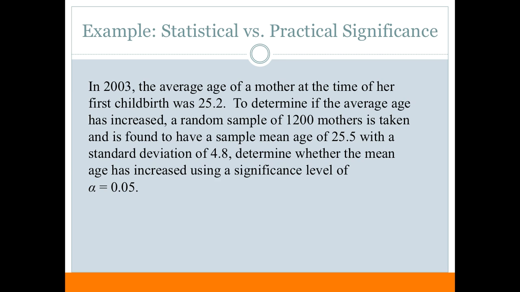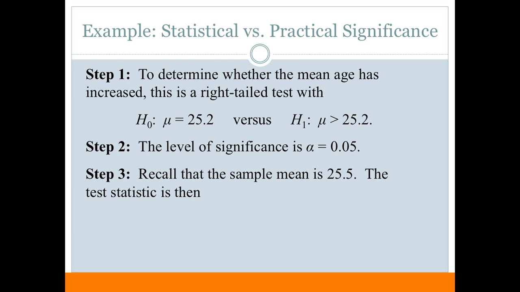So we take a random sample of 1,200 mothers, which is a pretty large sample, and it's found to have a sample mean of 25.5 years with a standard deviation of 4.8 years. And we want to determine whether this has increased. So our null hypothesis is going to be that mu equals 25.2, and our alternative is a right-tailed test that it's increased from 25.2.